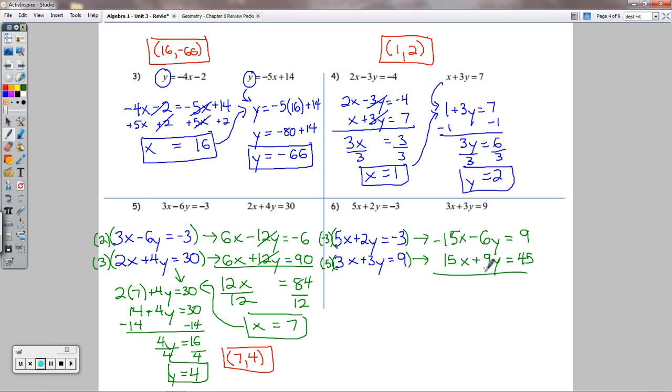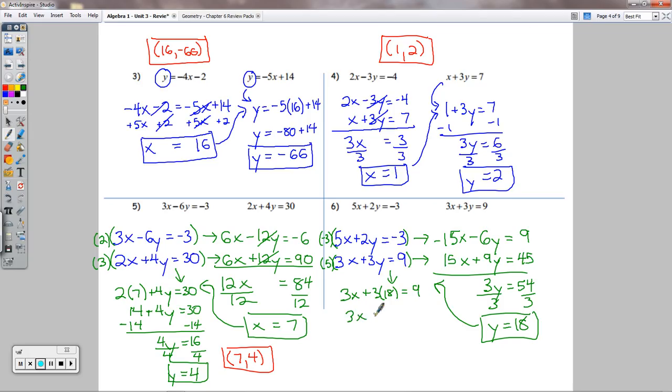That would leave me with 3y equals 54. I can divide everything by 3 there and get y equals 18. And then take your pick once again. Which equation do you want to use? Pick the one that looks easier to deal with. I'll go with the bottom one. And then for y, I want to replace that with 18.